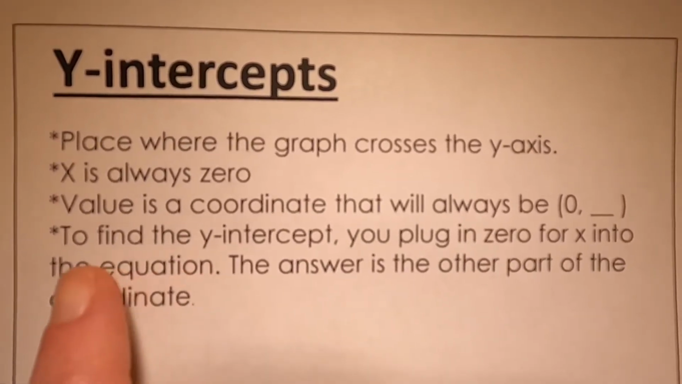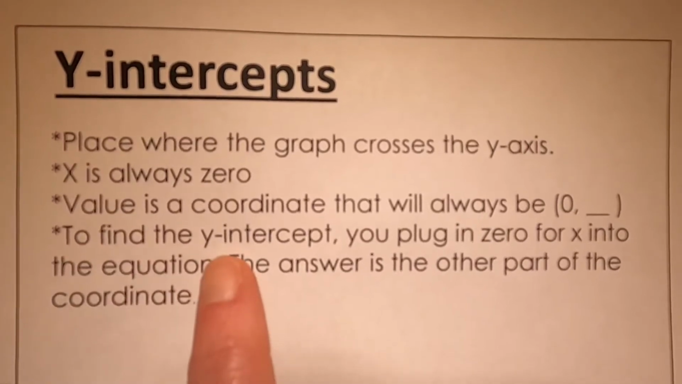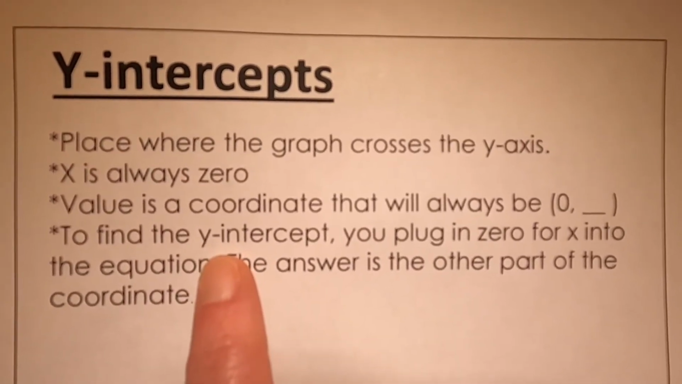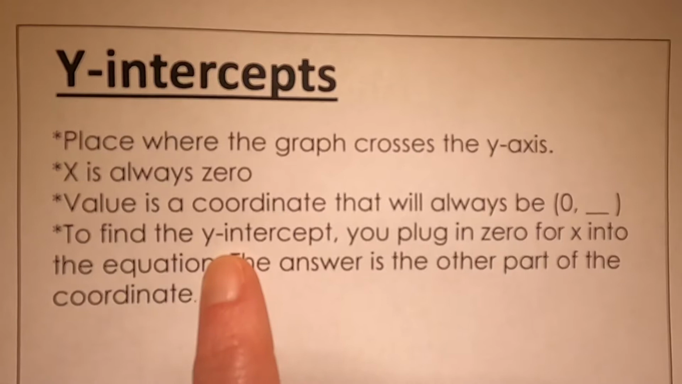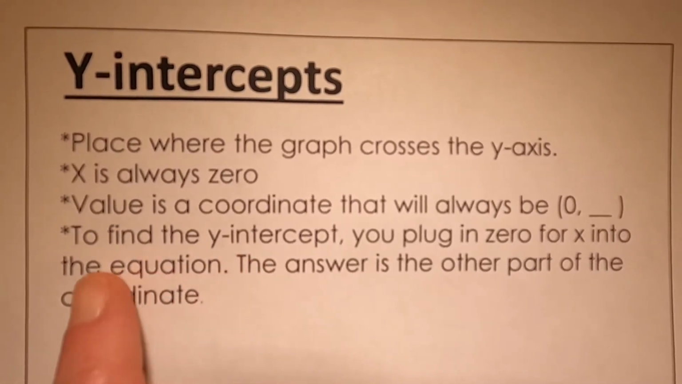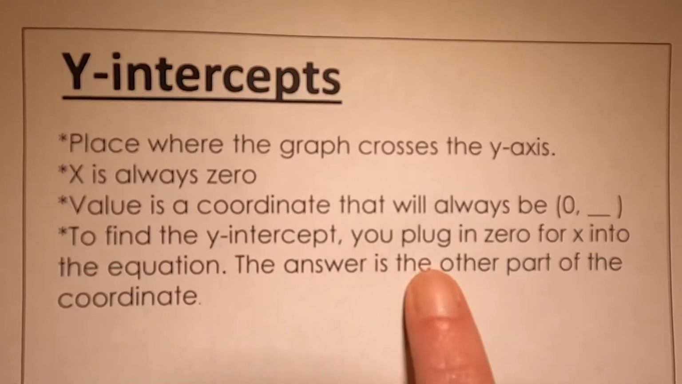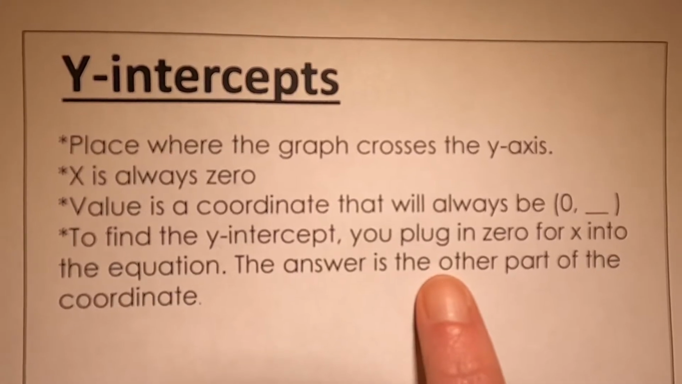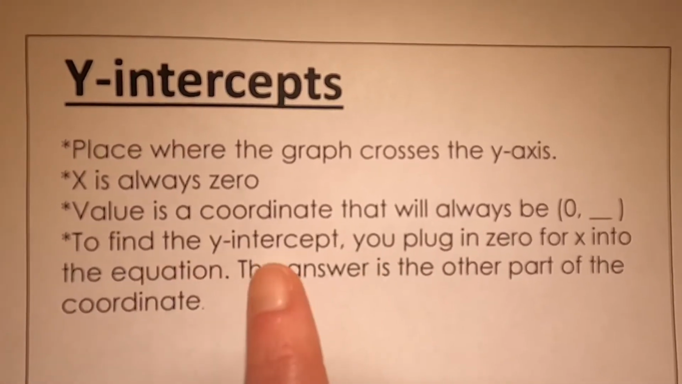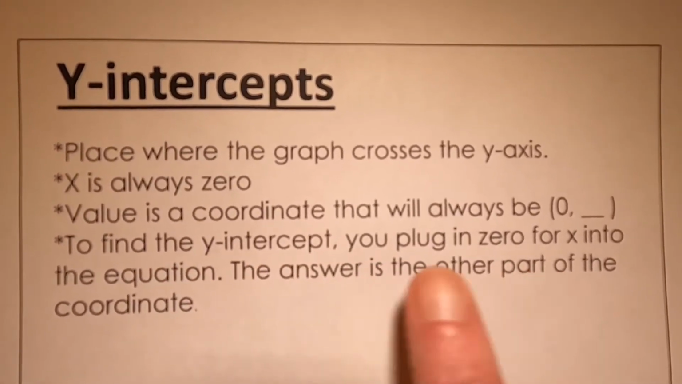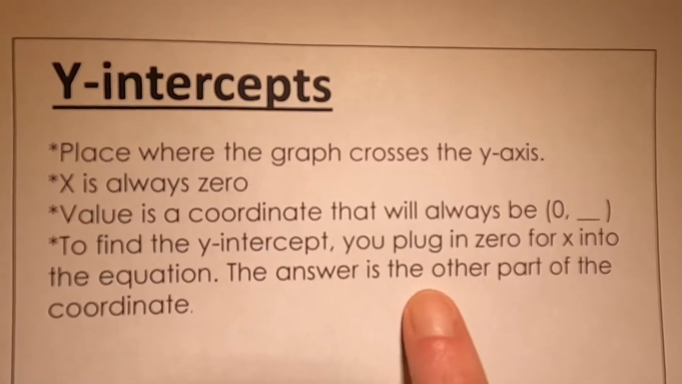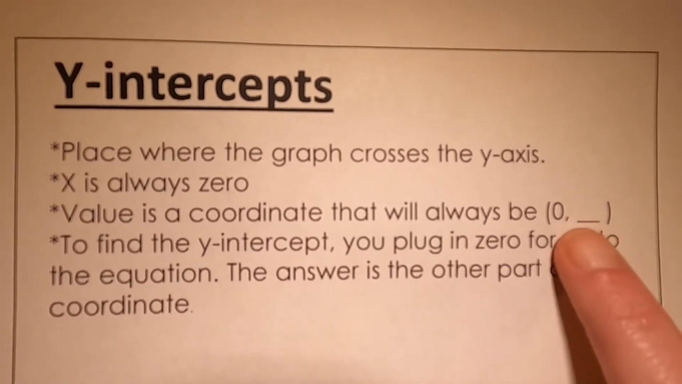It tells me even how to find the y-intercept on our new rational functions, and we'll get started with this in just a minute when we do some examples. But this tells you the steps on how to find it. You might want to write this down in your notes. To find the y-intercept, you plug in 0 for x, and the answer is the other part of the coordinate that we find here.